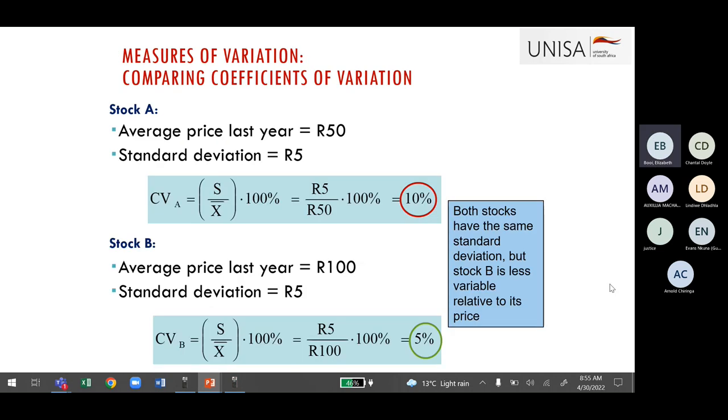Let's look at this example. Stock A has an average price of last year of 50 Rand and a standard deviation of 5 Rand. So they would have taken stock A for the whole year and calculated the mean average price for last year, which they found was 50 Rand. And they would have calculated the standard deviation, which they found was 5 Rand. If we calculate the coefficient of variation, which is your standard deviation divided by your sample mean, multiplied by 100, then we take the 5 Rand, divide by 50 Rand, and multiply by 100, and we get 10%.